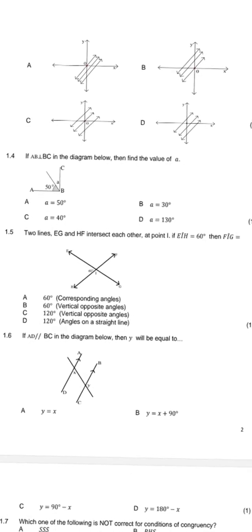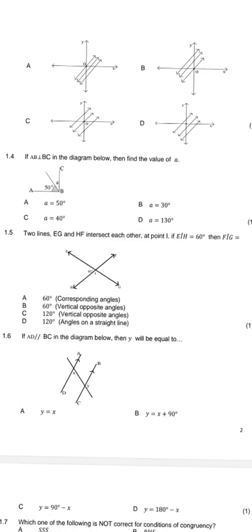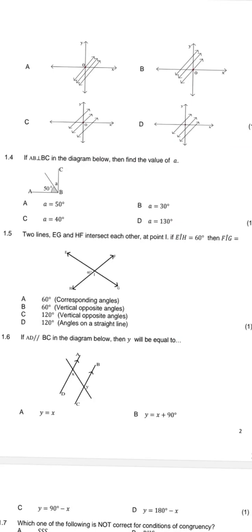Okay. So is it A, 60 degrees, corresponding angles? Guys, are those corresponding angles? If you look at angle FIG, as opposed to the 60 degrees you have in the diagram, are those two angles corresponding? Is A the answer? I know A can't be the answer. B, 60 degrees, vertically opposite angles. Yes, guys, I think B is the answer.